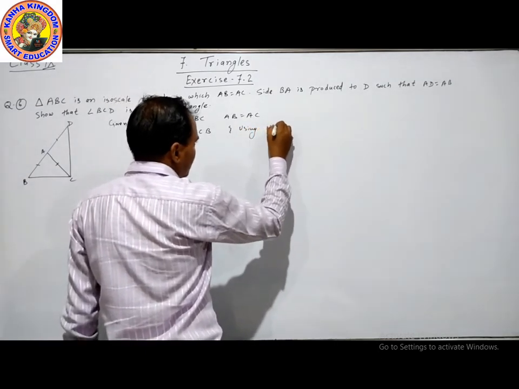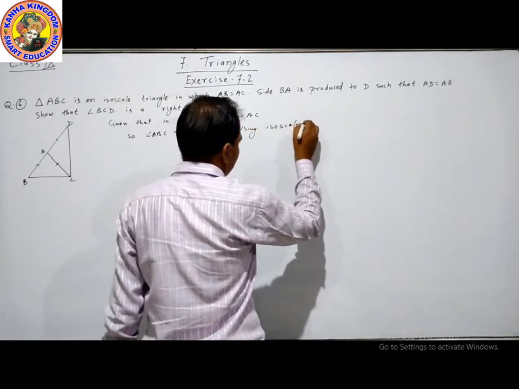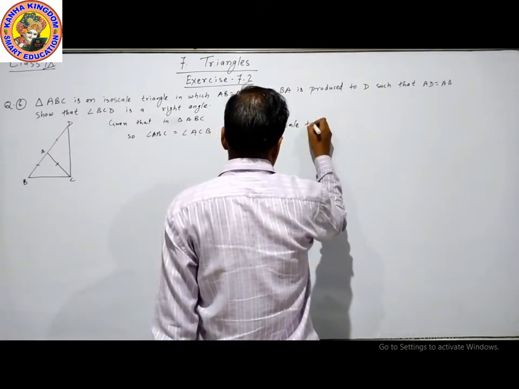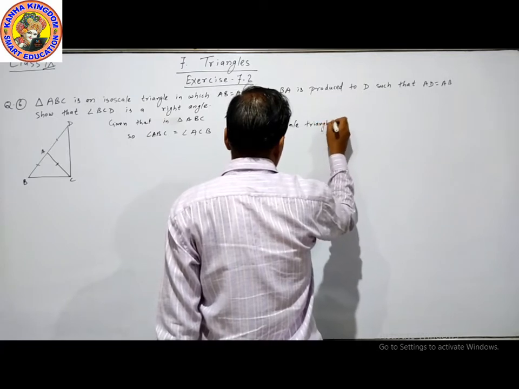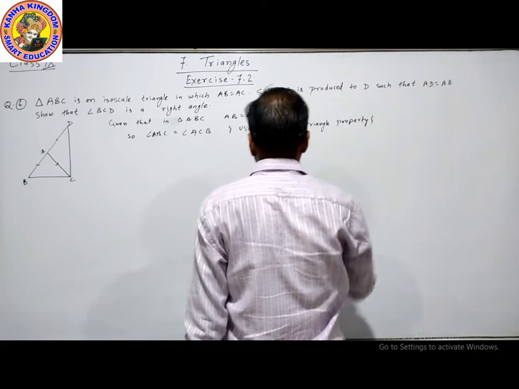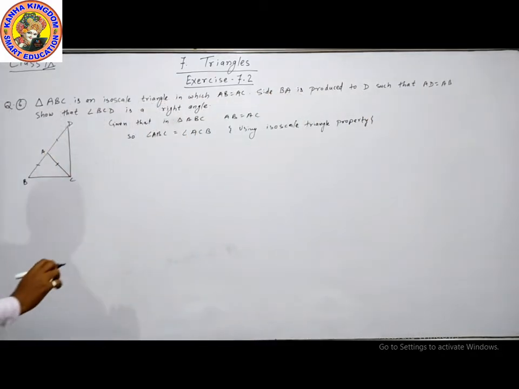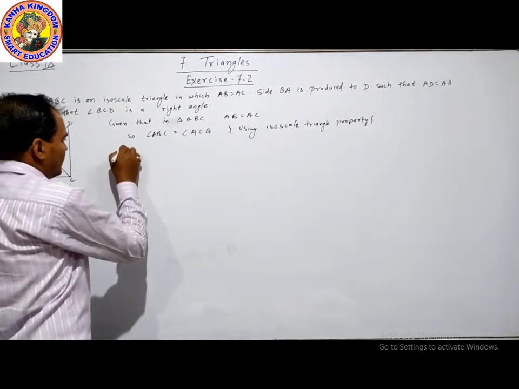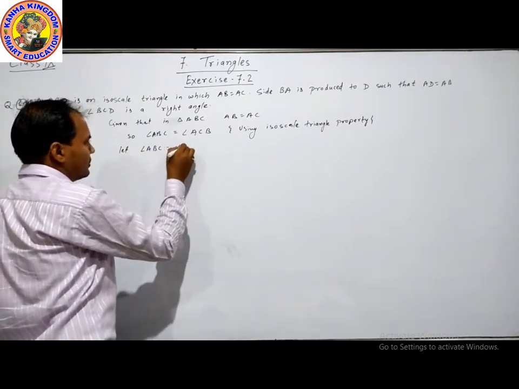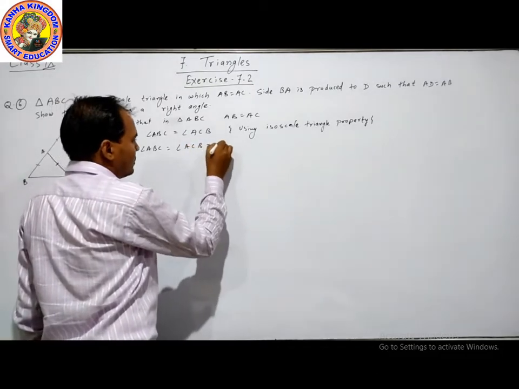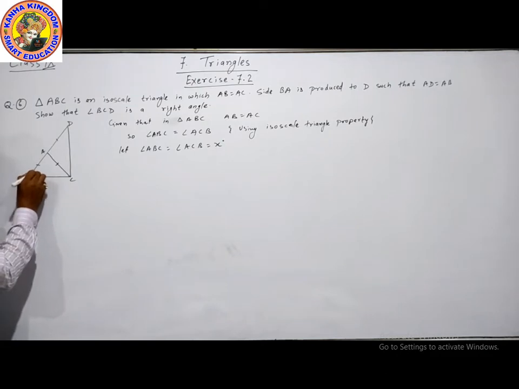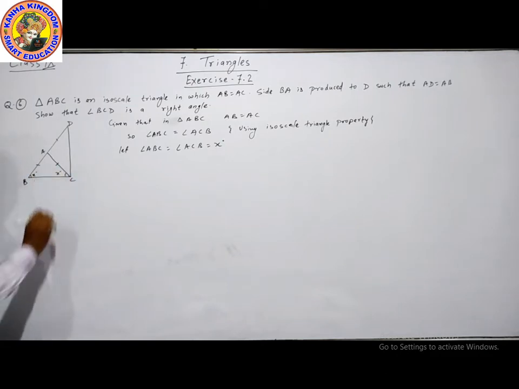Using the isosceles triangle property, let angle ABC be equal to angle ACB, which is equal to x degrees. Let this angle be x degrees, x degrees.